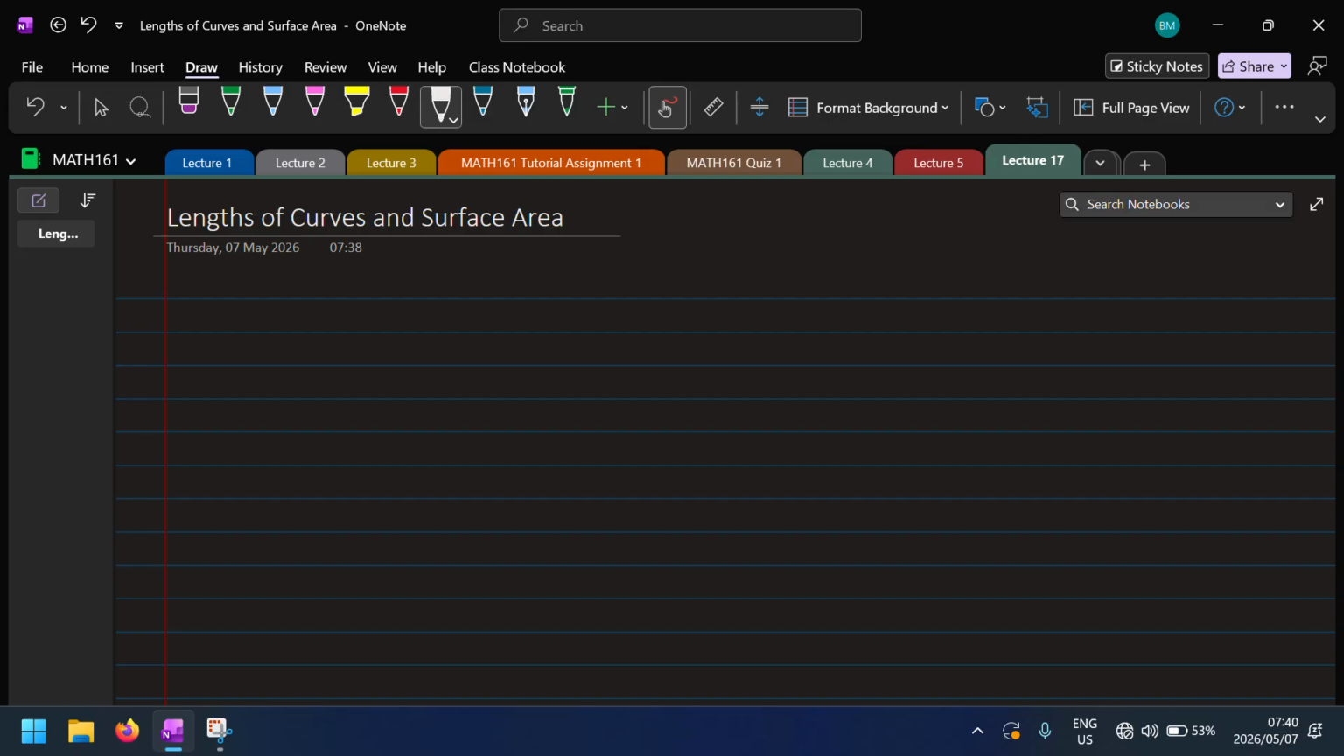In the tutorial, there's quite a few more examples that you can go through, but if you can do these examples, then you should be fine for the test and the exam. But there are more in the tutorial.